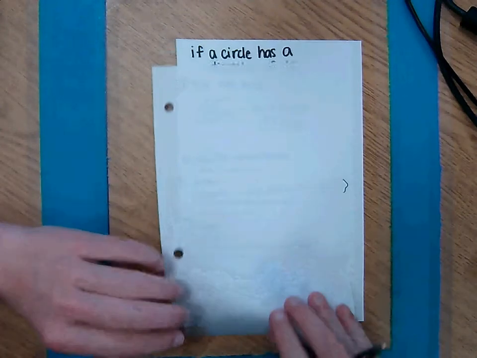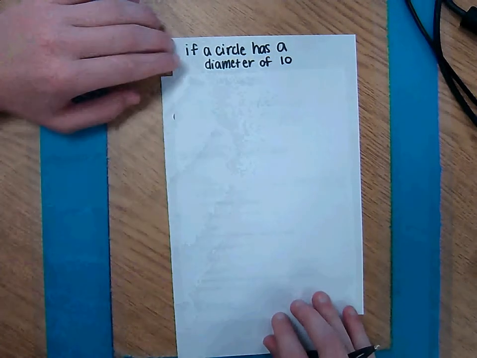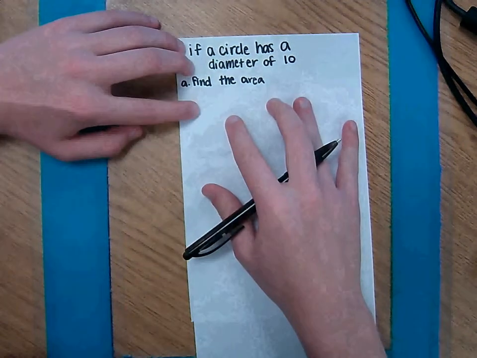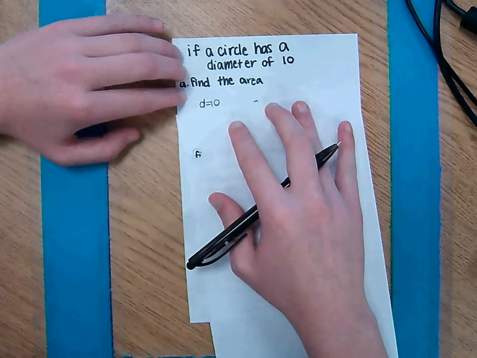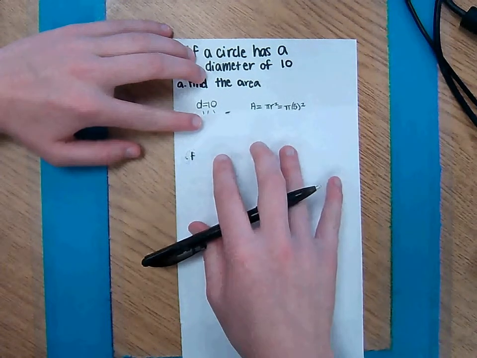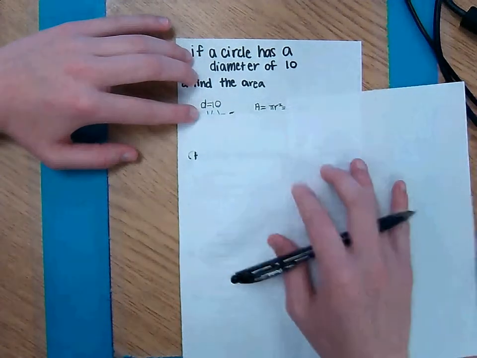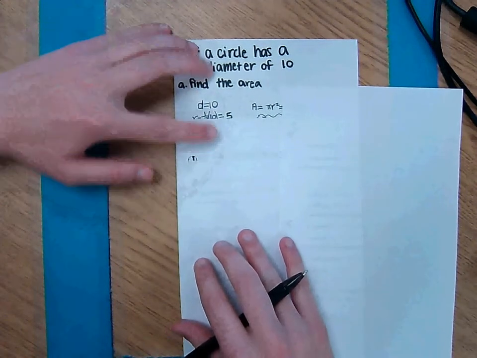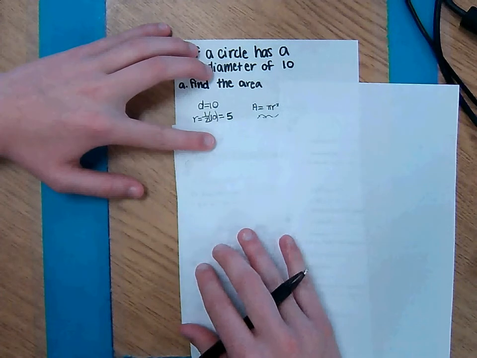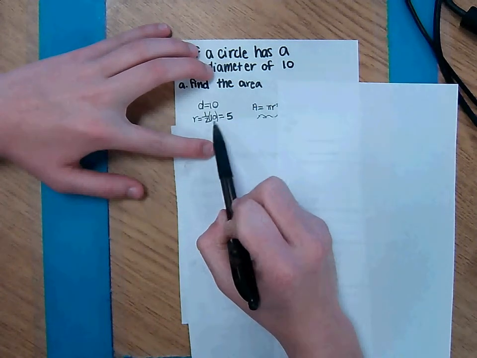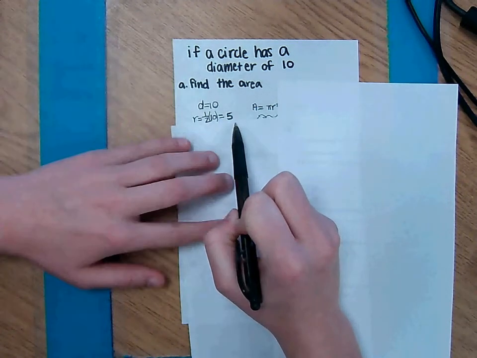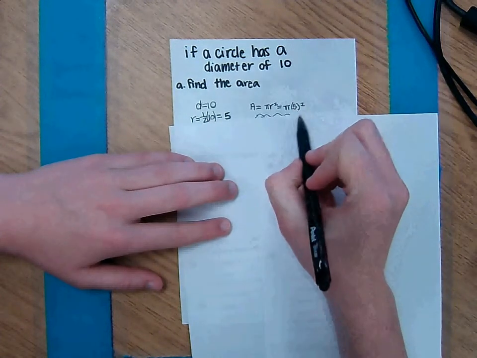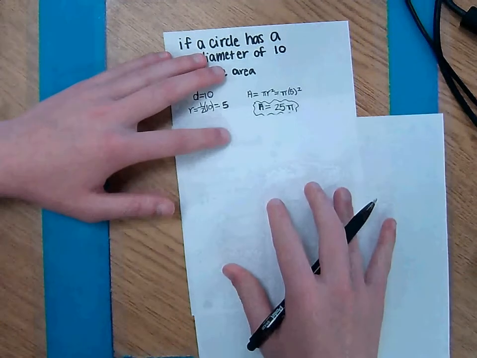First one, if a circle has a diameter of 10, they want you to A, find the area. So you know the diameter is 10, and to find the area you need pi r squared. Well, you have the diameter but you don't have r. But the radius, which is r, is 1/2 the diameter. So r is 1/2 of 10, which is 5. So you plug it into your area formula and you have pi times 5 squared. And that will give you 25 pi.